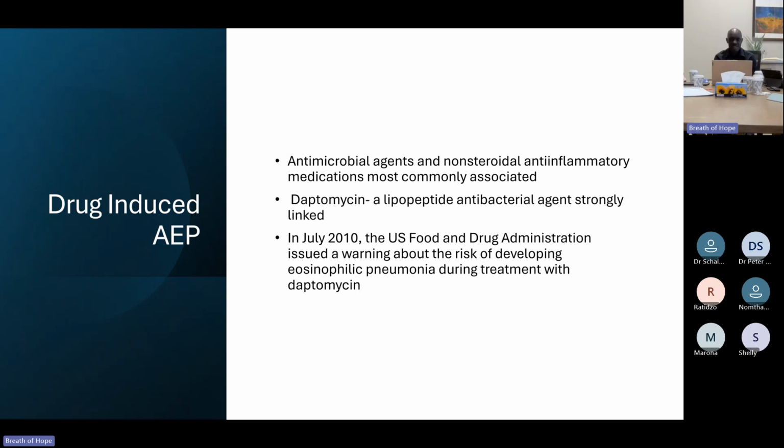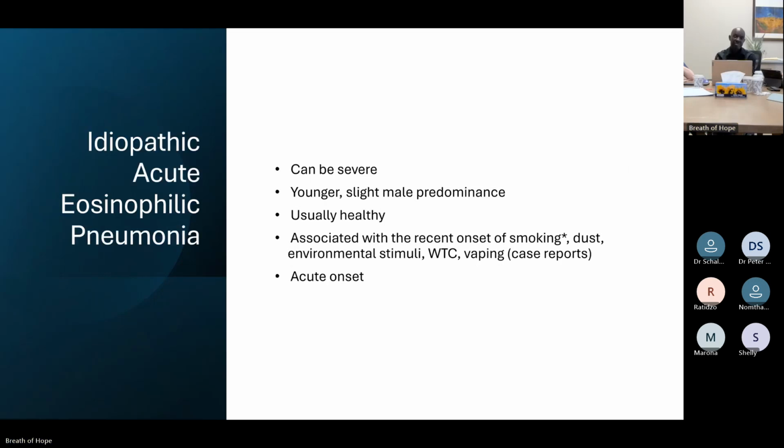Antimicrobial agents and non-steroidal anti-inflammatory medications are most commonly associated with this condition. Daptomycin, I think, is currently being discontinued, but we know there are quite a few generics currently in use, and we have seen quite a few patients with that. Of course, in July 2010, the U.S. Food and Drug Administration issued a warning about the risk of developing eosinophilic pneumonia during treatment with daptomycin, and perhaps that was the reason at the beginning the drug was withdrawn.